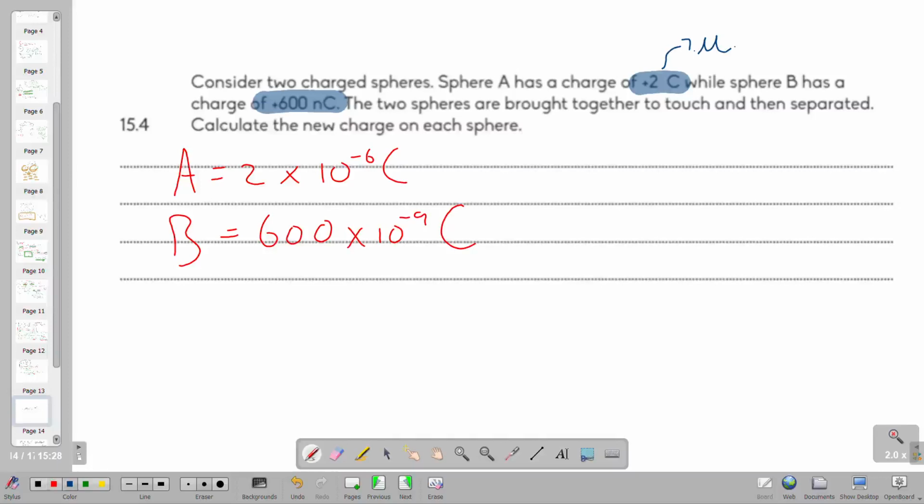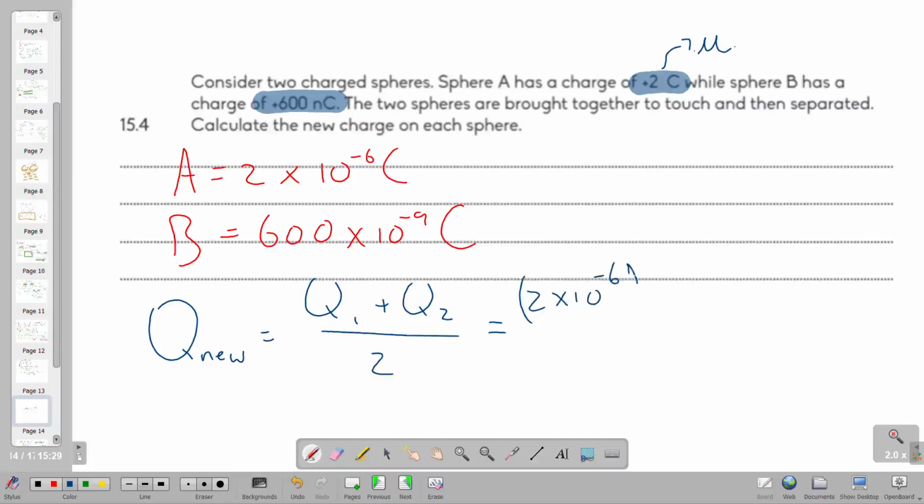Alright, so the steps. We calculate Q new is equal to Q1 plus Q2 all the way over 2. The first one is 2 times 10 to the negative 6 plus 600 times 10 to the negative 9. Alright, all of that all the way over 2, and quickly get that on your calculators.